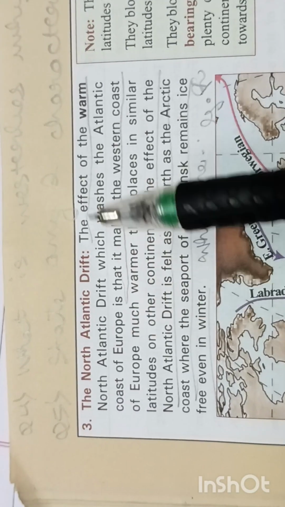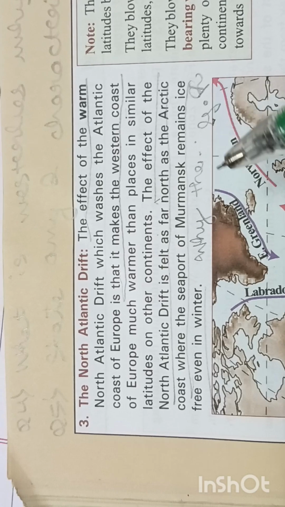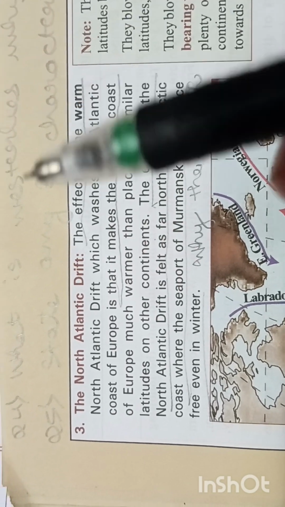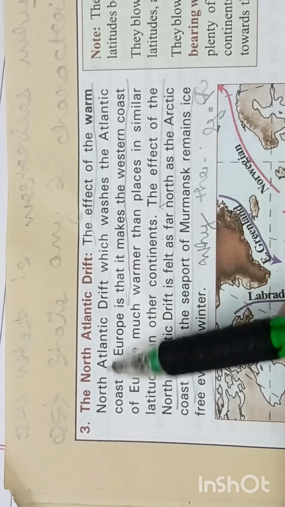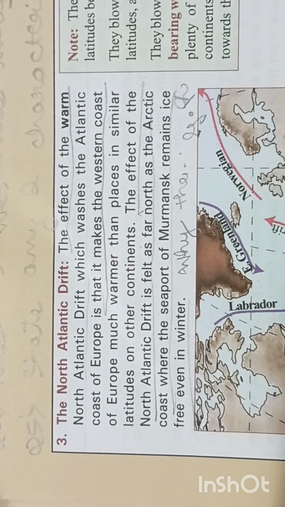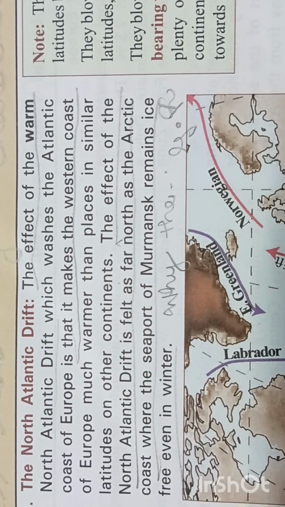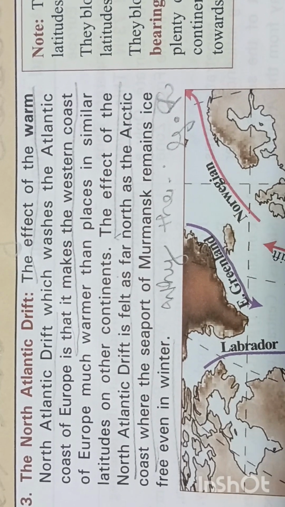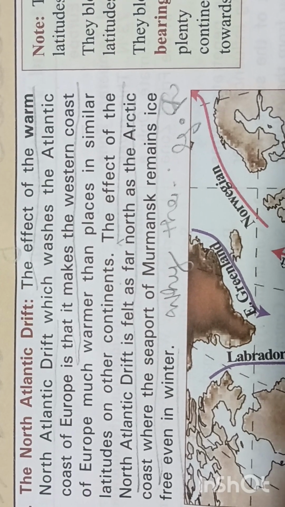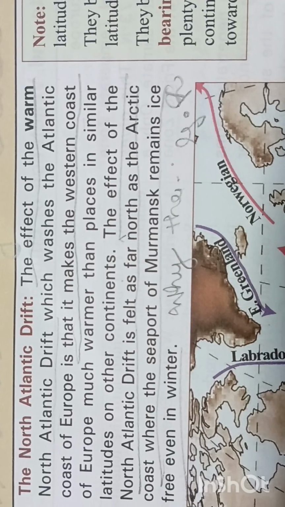And what it does, it washes away the Atlantic coast of Europe. What the North Atlantic Drift does, it washes the Atlantic coast. The effect of the North Atlantic Drift is felt as far north as the Arctic coast. Now it is felt even in the north. Now how to guess that it is felt even in the north?